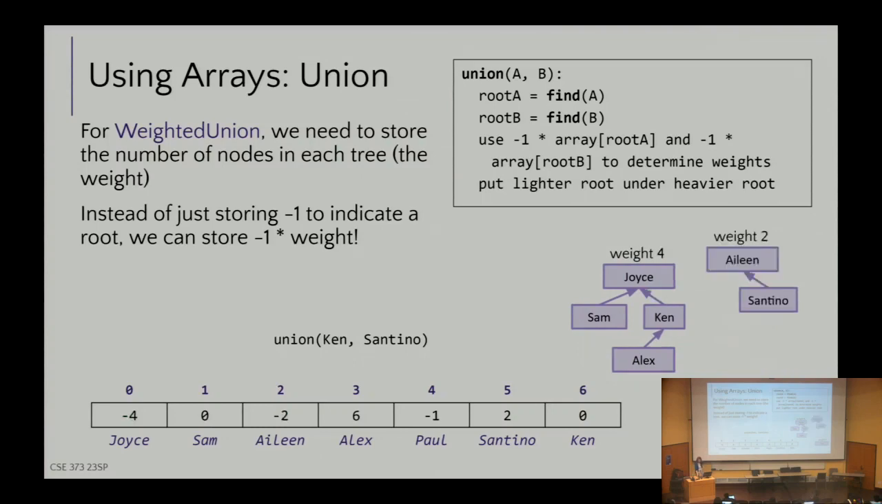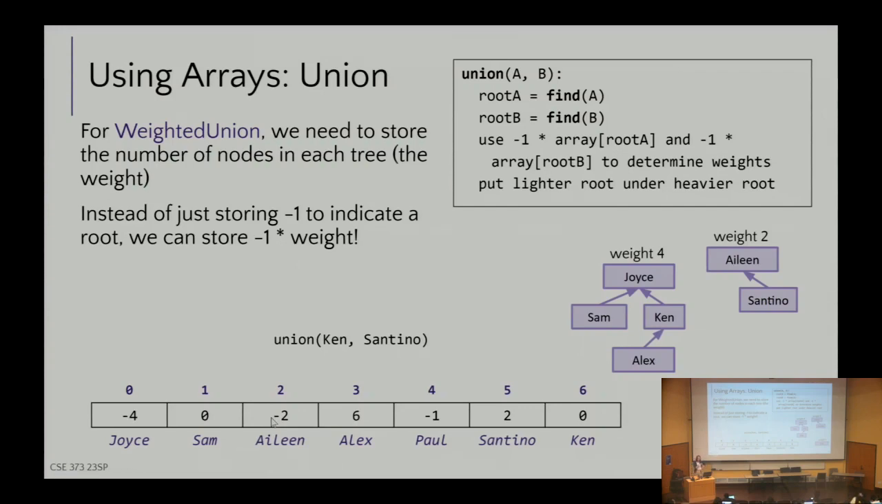There we go. So if we are going to union Ken and Santino, well, for Ken, we've got our magical map that will tell us this is the index representing Ken. And we see Ken's parent is 0, so we're going to make one jump, and we're going to get to Joyce. And we see Joyce is a negative 4. Then we call find on Santino. We're going to use our map to come in here, and we see Santino is index 5. It stores a 2. We jump to index 2, and we see Eileen stores a negative 2. Then we're like, okay, negative 2 or negative 4, who consumes who?